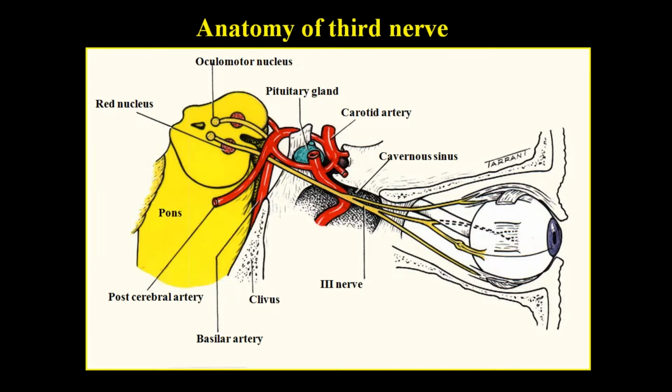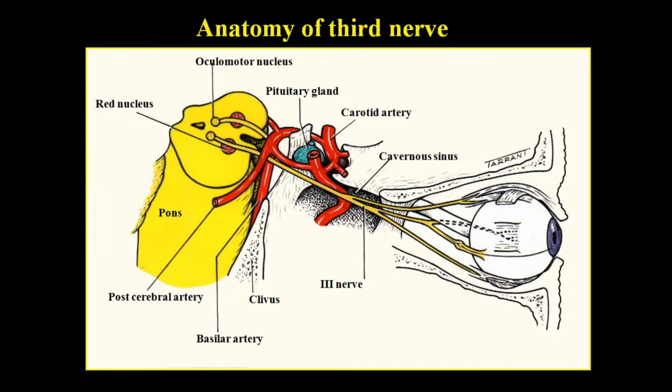Levator palpebrae superioris helps in elevation of the eyelid. So that is affected, and the patient has ptosis. Medial rectus is affected, so adduction is lost. Inferior rectus is affected, so depression is lost. Superior rectus is affected, so elevation is lost, and inferior oblique is affected, so extorsion is lost.